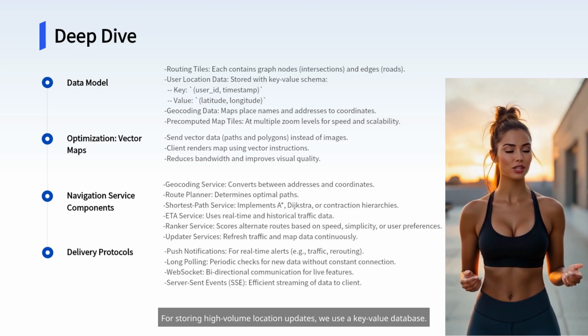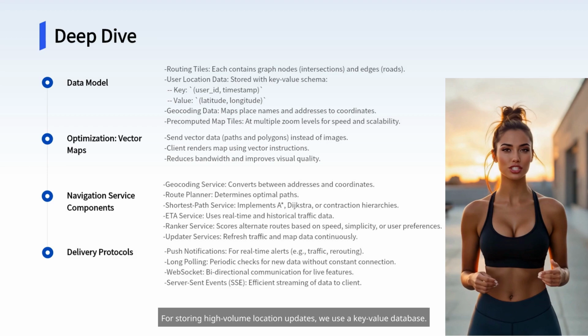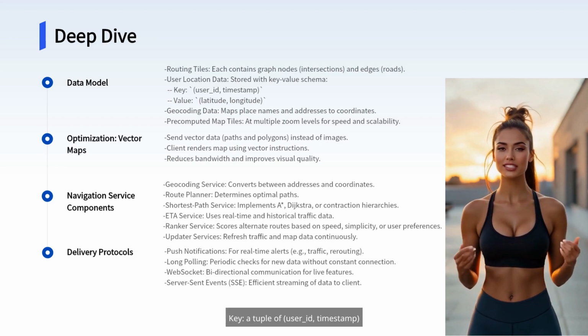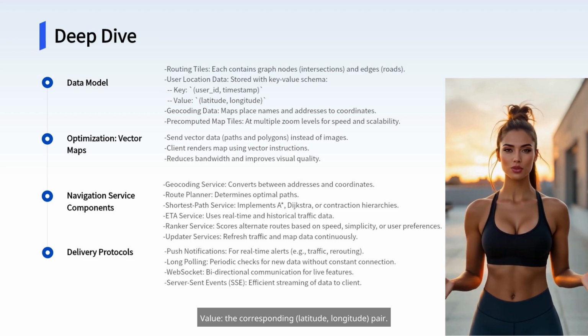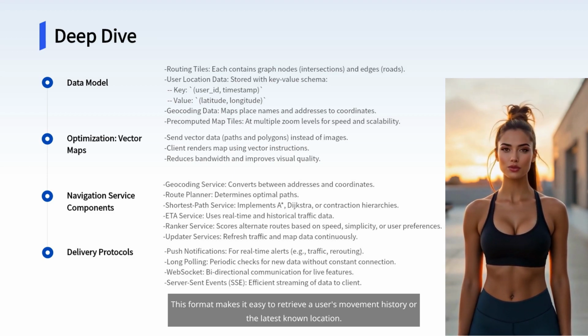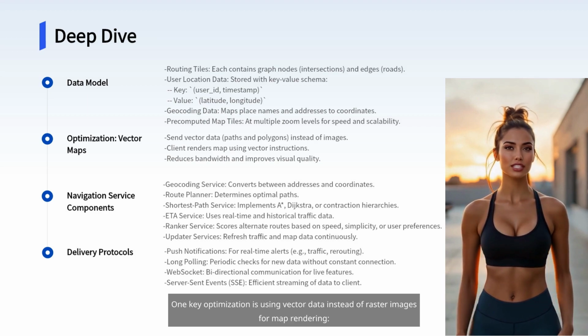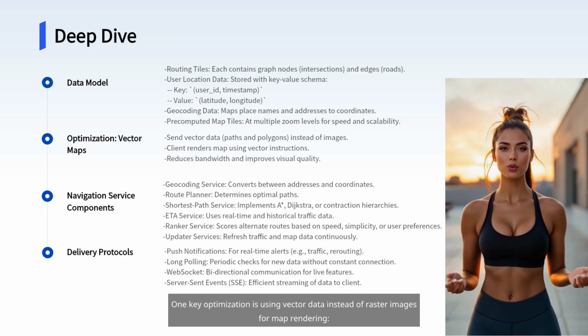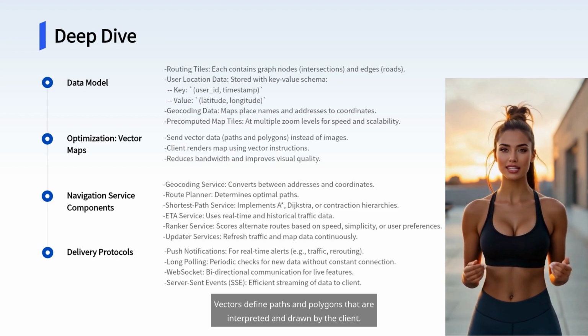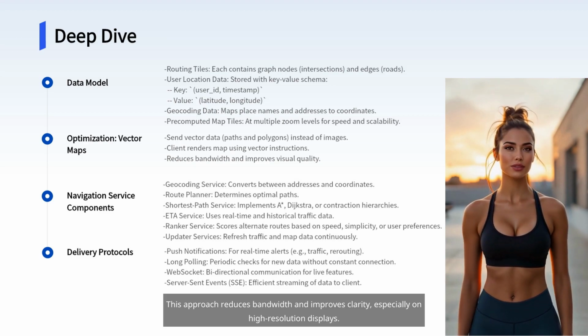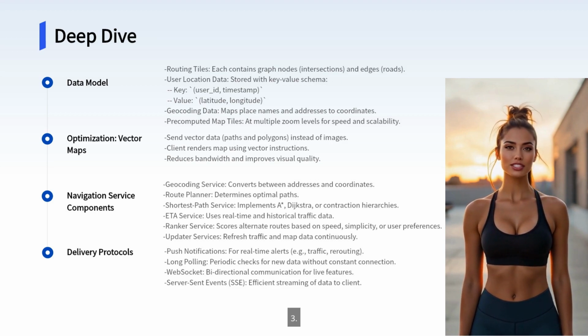2. Location service. For storing high-volume location updates, we use a key-value database. Key: a tuple of user ID and timestamp. Value: the corresponding latitude-longitude pair. This format makes it easy to retrieve a user's movement history or the latest known location. One key optimization is using vector data instead of raster images for map rendering. Vectors define paths and polygons that are interpreted and drawn by the client. This approach reduces bandwidth and improves clarity, especially on high-resolution displays.